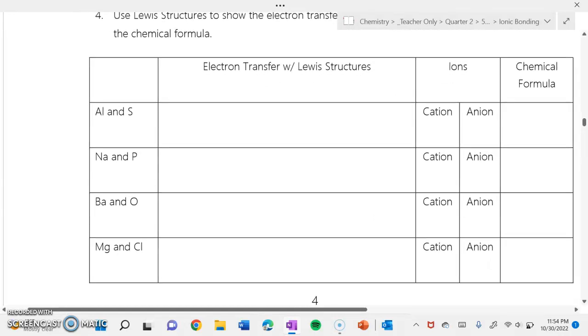So let's start again. We have aluminum, by drawing its Lewis structure. And we already figured out aluminum is in group 3A, so it has 3 valence electrons. I'm going to put them as dots around the sides. And sulfur, that's in group 6A, so it has 6 valence electrons.